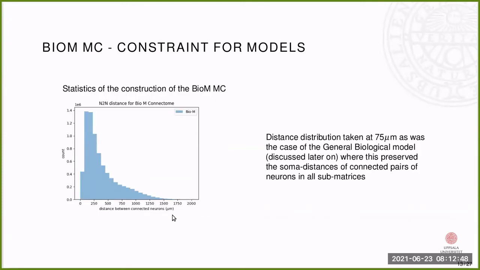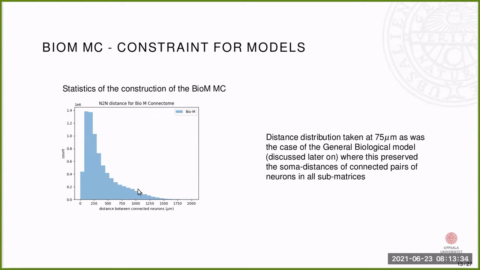Okay, and the second constraint is a geometric one, where we wanted to compute the pairwise distances of all connected neurons in the BioM microconnectome. Once we computed all of these values, we wanted to bin them into bin sizes of 75 micrometers, which was the case for the general biological model. The reason was to be able to preserve soma distances of connected pairs of neurons in all submatrices, where the soma distances are just the distance from the center of each neuron.